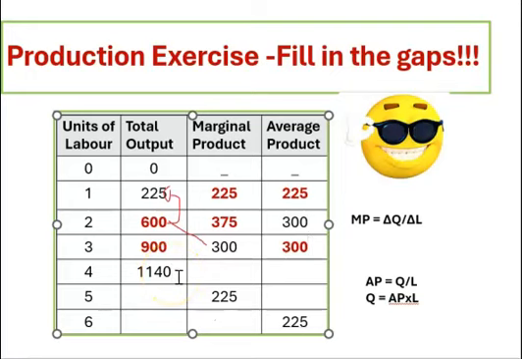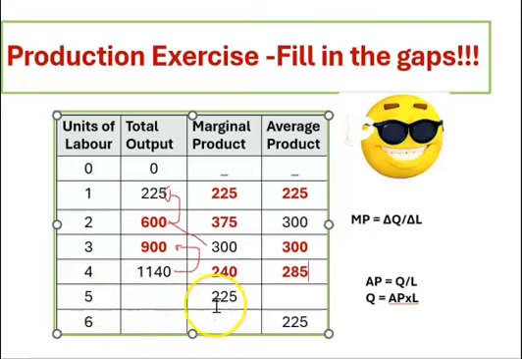When labor is 4, we're given total output of 1140. We need to calculate marginal product, which is 1140 less 900, and that gives us 240. Of course, we divide that by 1 because the change in labor is 1. And average product is total output divided by labor, which is 1140 divided by 4. That gives us 285.